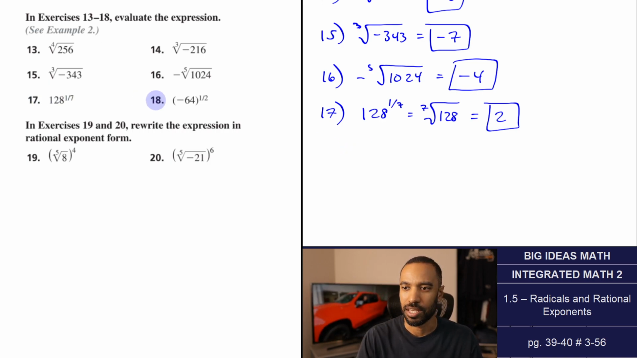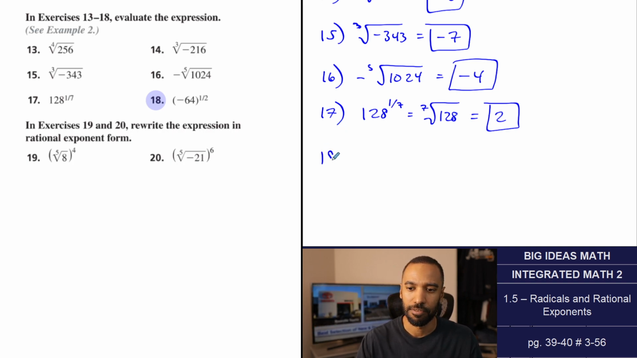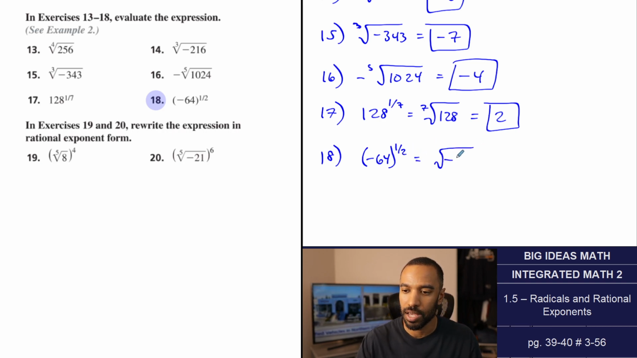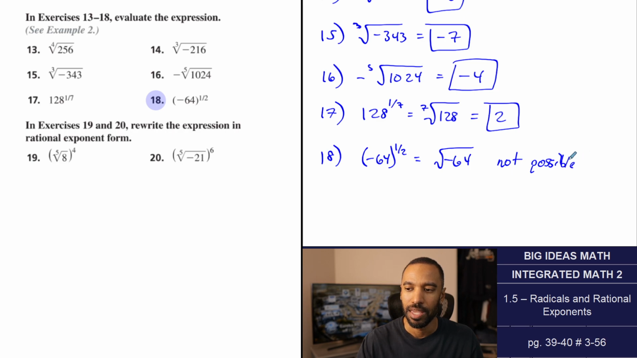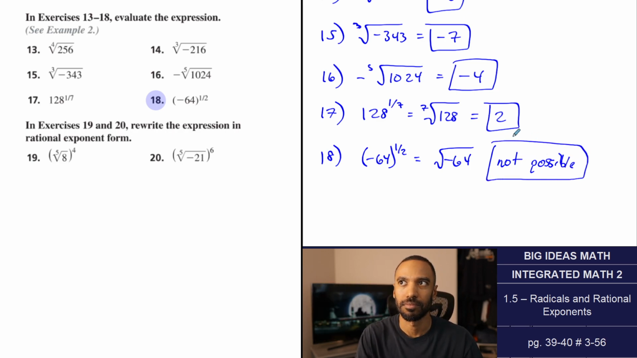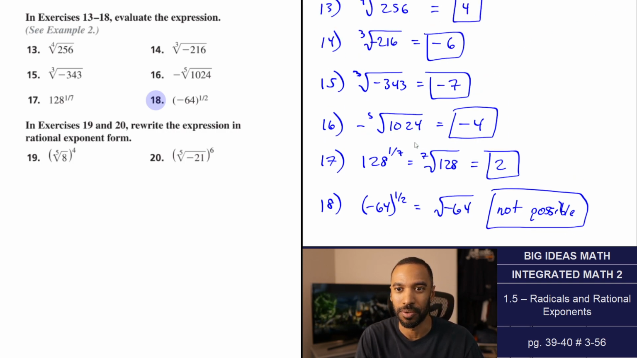And then number 18, we have negative 64 to the 1/2 power. Now, negative 64 is in parentheses. That means we are taking the square root of negative 64, which is not possible. We cannot evaluate that. If you start to get into imaginary numbers, it'll be 8i. So if you're on that front, great. But Big Ideas Math is not ready for you yet on that front.